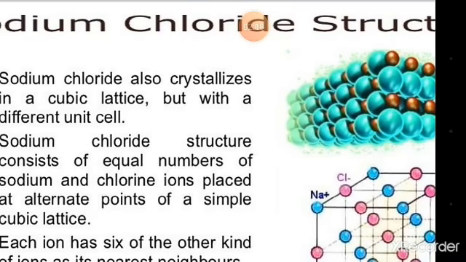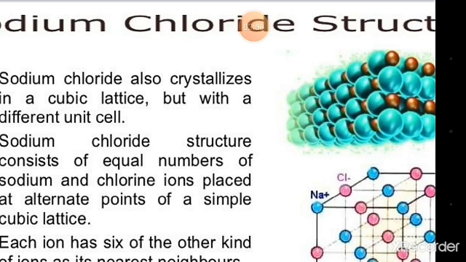The second structure is sodium chloride. The structure of sodium chloride is face-centered cubic. The total number of ions present in one unit cell is 8. It includes 4 Na plus ions and 4 Cl minus ions. The Na plus and Cl minus ions are placed at equilibrium distances in the crystal. The attractive force between Na plus and Cl minus ions is balanced by the repulsive force between ions of the same type of charge.